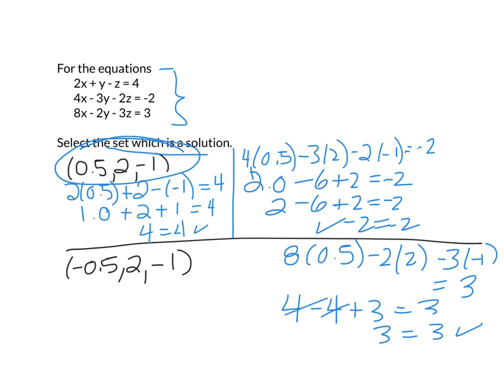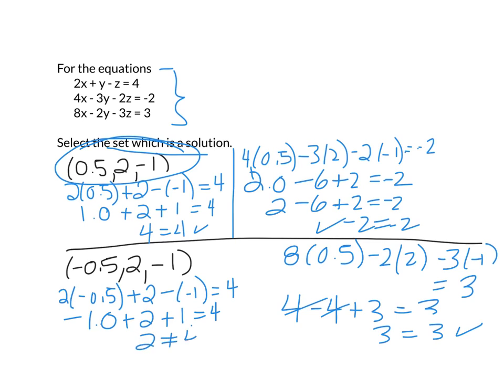Now we're going to go through our subsequent sets here just to prove that they are not a solution. So we're going to substitute in the first equation our negative 0.5, plus 2, negative 1, and test and see if that's equal to 4. We have negative 1.0 plus 2 plus 1, and we're testing if that's equal to 4. The 1's are going to cancel, and we're going to have 2, which is not equal to 4. So we know that that is not a solution because the first equation is not satisfied.